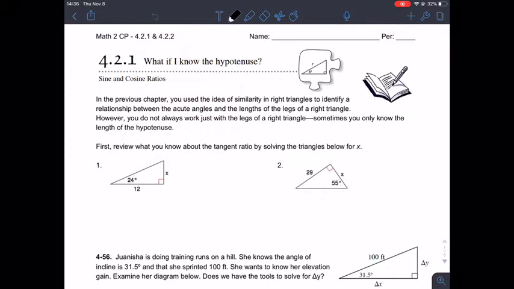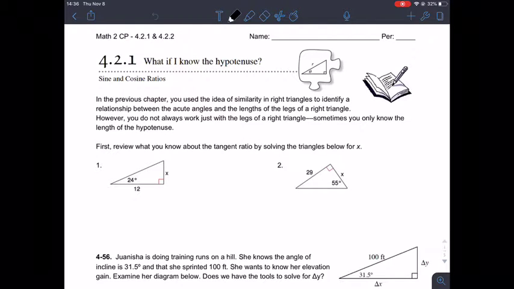Good morning, everyone. So you should have already grabbed this document. This is document number 40, 421 and 422 on Google Classroom. And what we're going to be looking at in this document is back to trigonometry.